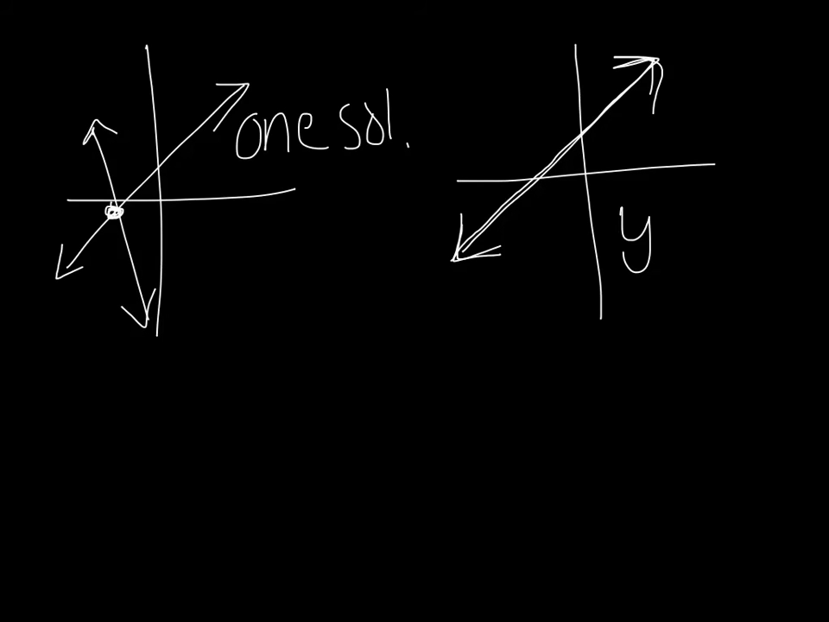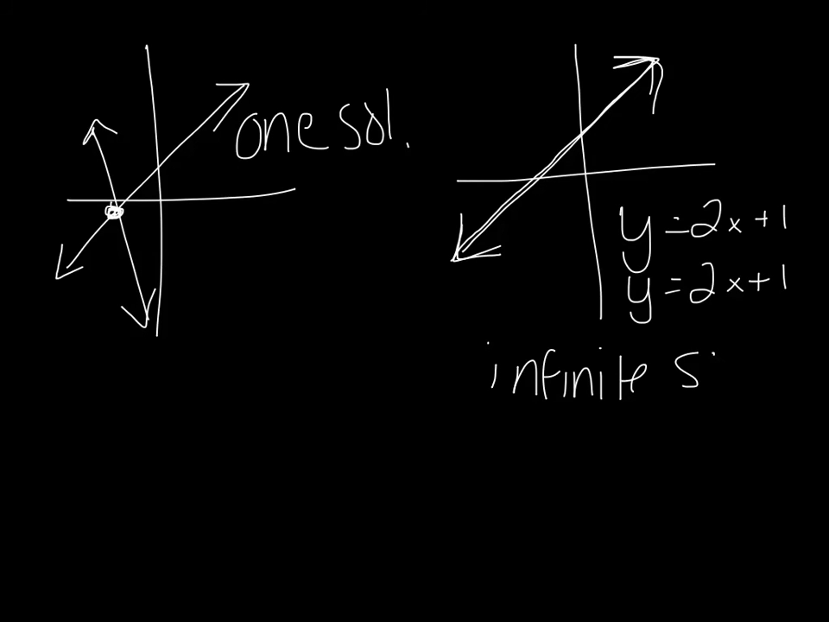This would be something like if you had the line y equals 2x plus 1 and then the line y equals 2x plus 1. Those are the exact same line, so naturally those are going to have an infinite number of solutions because they overlap at every single point.